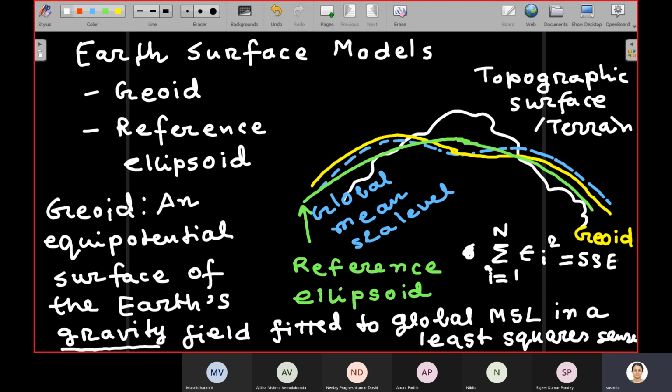So the geoid is fitted to global mean sea level in a least square sense. Now, if the Earth's ocean surface is not perturbed by tides or currents or weather, then it closely approximates the geoid. It is within a meter of the geoid. Now, geoid is a relatively smooth surface. So, if you compare the geoid with the Earth's terrain, you will find that this yellow line here, this one.